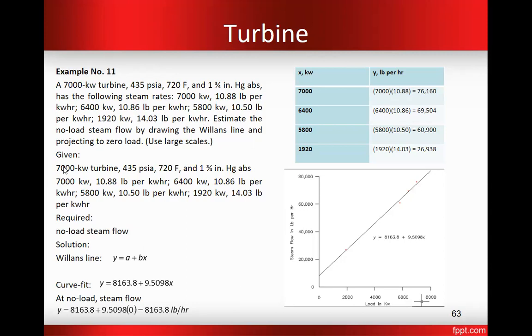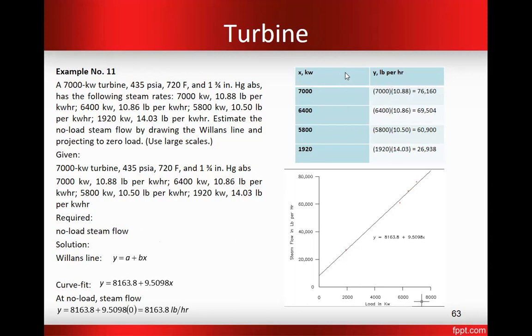Para malinaw. So given, 7,000 kilowatt turbine, 435 psia, 750 Fahrenheit, and 1 and 3/4 inches of mercury absolute. Sa 7,000 kilowatt, meron 10.88 pounds per kilowatt hour. 6,400 kilowatt, meron 10.86 pounds per kilowatt hour. Sa 5,800 kilowatt, meron 10.5 pounds per kilowatt hour. Sa 1,920 kilowatt, meron 14.03 pounds per kilowatt hour. So required is the no load steam flow. Solution, use the Wheeler's line. Then, i-plot nyo to.